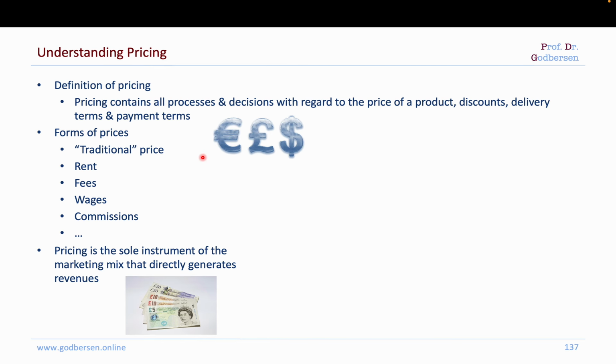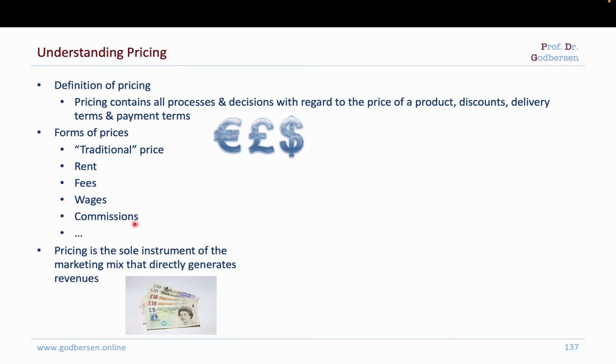How can we define pricing? Pricing contains all the processes and decisions with regard to the price of the product, but more than this, we also look at discounts, delivery terms, and payment terms. And the price can be a lot. You should have a broader view of this. It's a traditional price: you go to the supermarket, get your food out, and there's a price tag on it. But it can also be the rent, fees, wages, commissions, what have you.